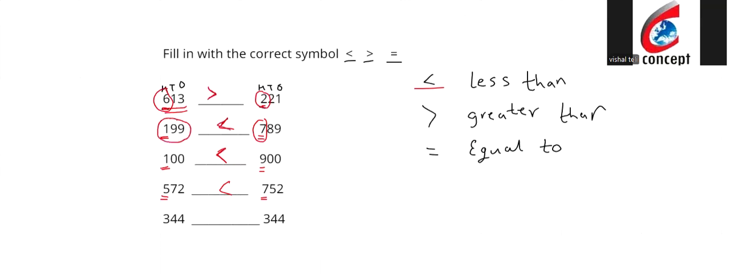Okay, now look at here. This is 3, this is also 3, this is 4, this is also 4, this is 4 again. So all values are same. So we'll use equal to. Okay. So let me help you with one more problem. Okay. Let me clear the page.